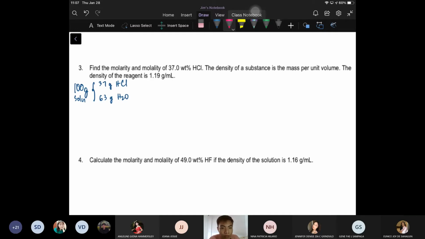Ito yung question. Is there a way to convert the mass of solution into the volume of the solution? May way ba from mass gagawin kong volume? Mass ng solution, volume ng solution. No? Anyone, you can raise your hand and use your microphone. Okay? So, meron bang paraan? Tignan nyo yung problem.